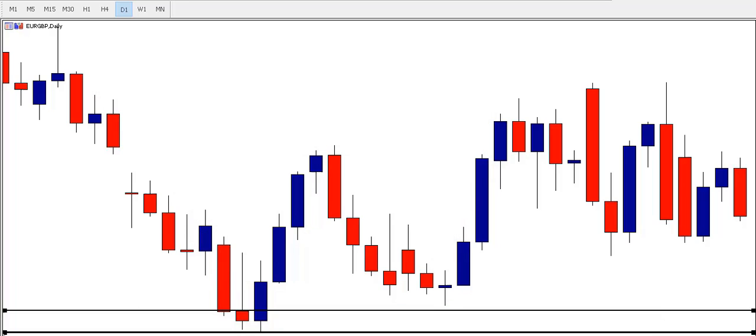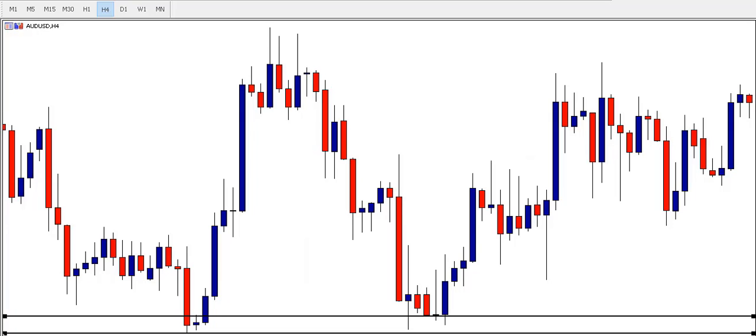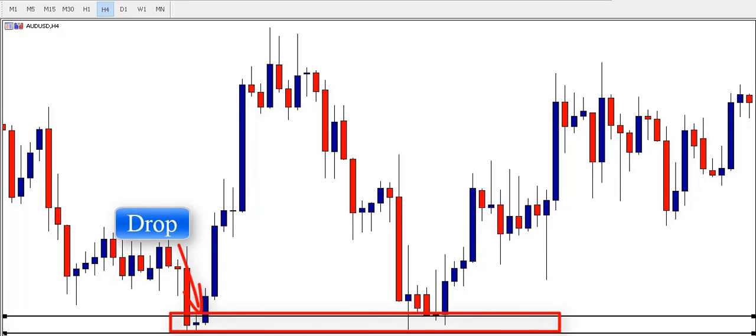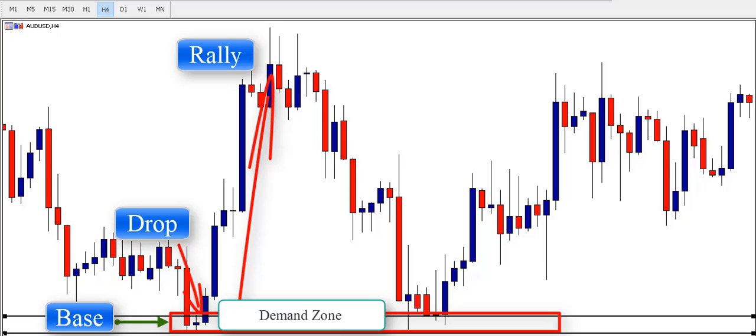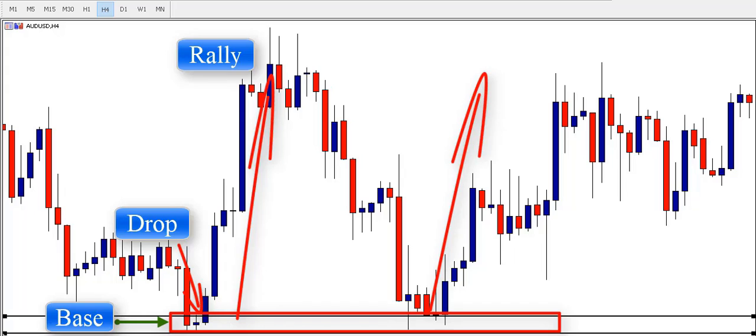Look at another example. This is another example of a drop, base, rally. As you can see, this is a drop, base, and a rally. Look at this move. This is a very strong move that indicates that a bank or a financial institution placed an order here. So when the market approaches this demand zone, we will see another strong move up. And as you can see, that's what happened. When prices reached the demand zone, the market moved up strongly.